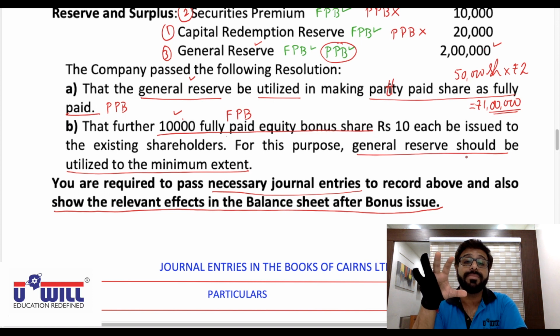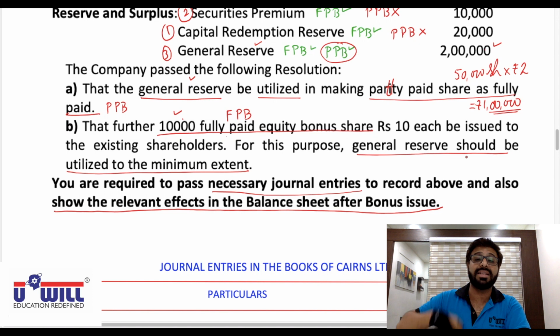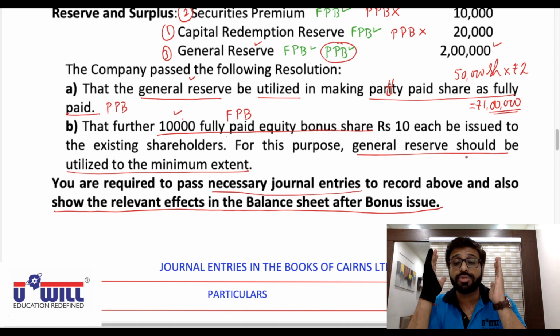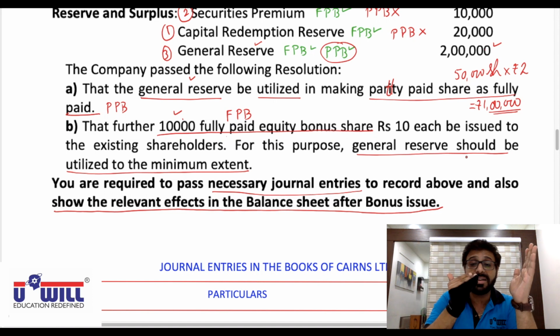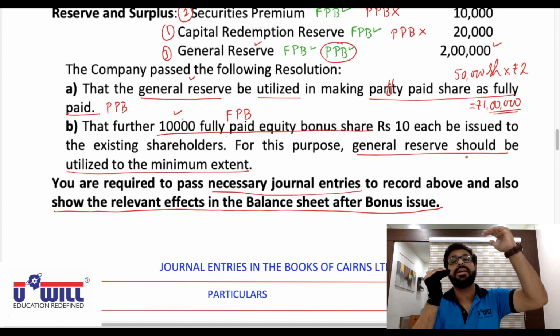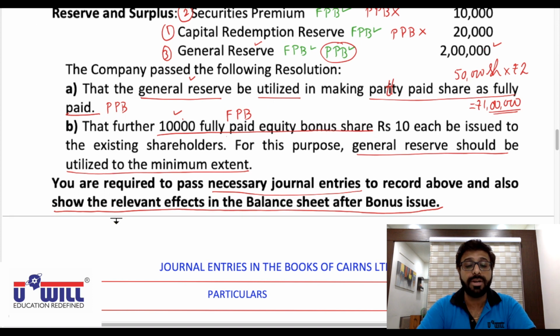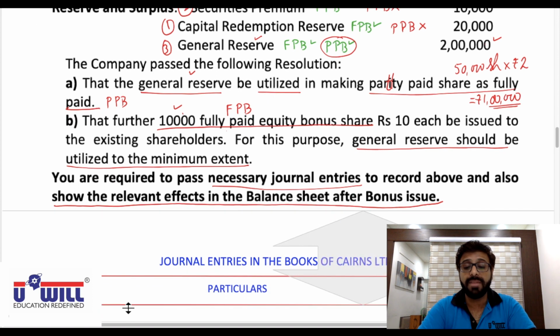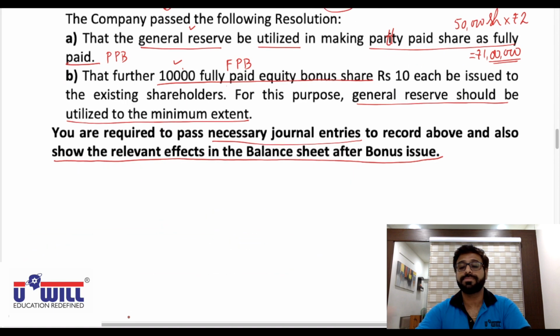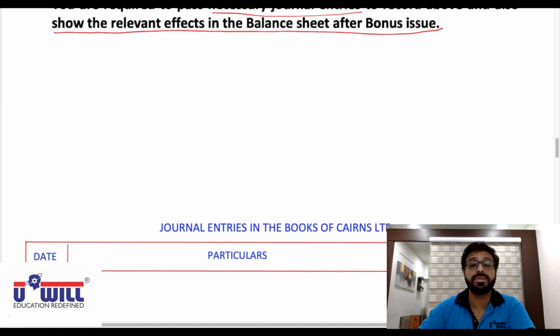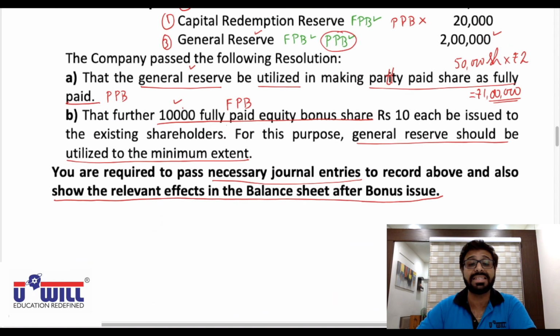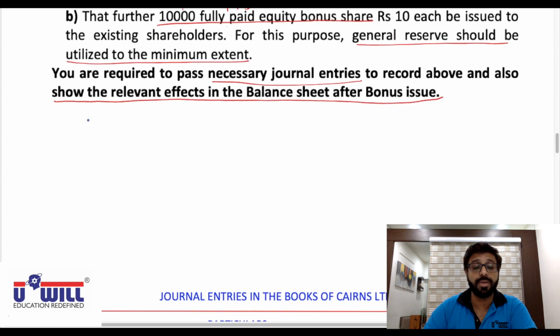Which effect? I told you, finally the company transfers money from one pocket to another, reserves to share capital. So we have to show it in the balance sheet, how reserves will decrease and share capital will increase. That effect in the balance sheet is also asked over here. So understand it well. How will we be doing it? We'll make the workings first of all. For partly paid bonus, we don't have to make any working. 1 lakh is the bonus. We have to make the working only for fully paid bonus shares.